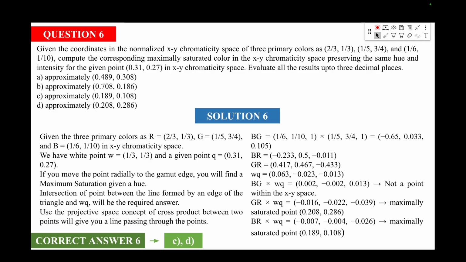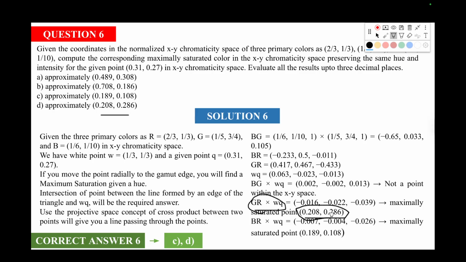So what is the doubt in this? Sir, the values are coming different. That is what you are telling. Yes, the final value, sir. GR plus WQ equal to, we get minus, and it's 0.0116. For the saturated point, how do we get 0.208 and 0.286? How do we get this value? We got GR and WQ.